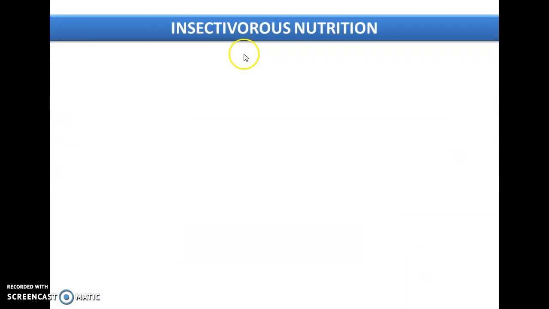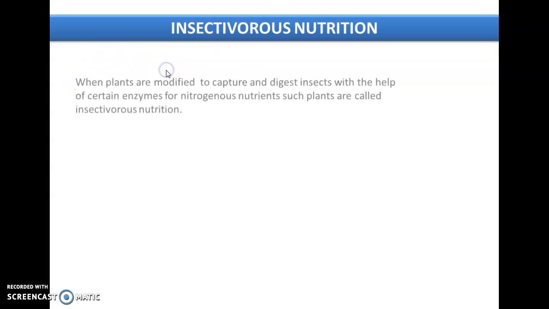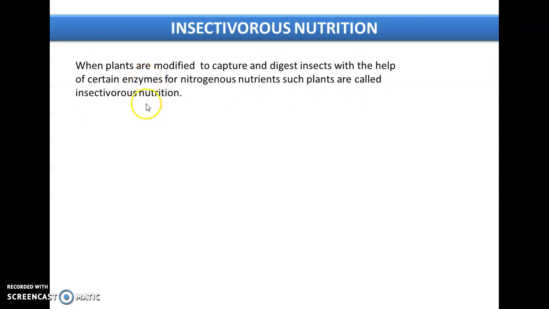Insectivorous nutrition. Certain plants grow in soil which is deficient in nitrogenous nutrients. To fulfill the requirement of nitrogen, plants depend on some outside sources. For that, they are modified to capture and digest insects with the help of certain enzymes. Such plants are called insectivorous plants, and the process of nutrition is called insectivorous nutrition.